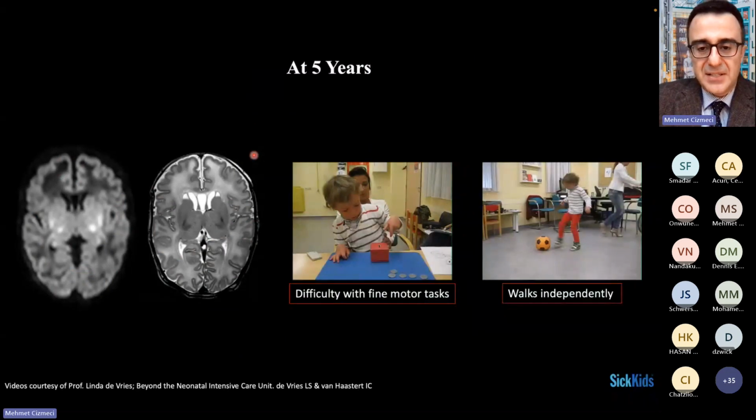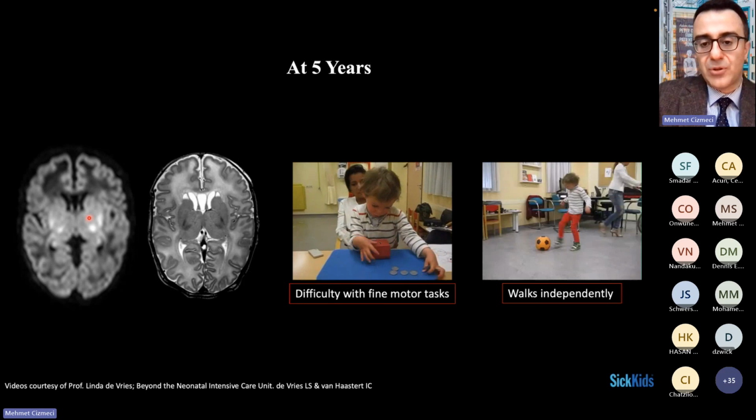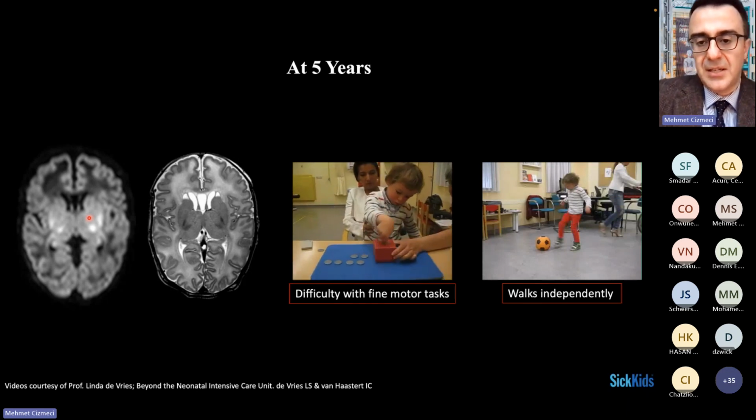And at 5 years, you may remember that this baby was presenting with deep gray matter injury and developed cerebral palsy as expected, because this was a moderate injury involving at least 50% of the basal ganglia and thalami region. The child is still having some difficulty with the fine motor tasks, as you can see here.